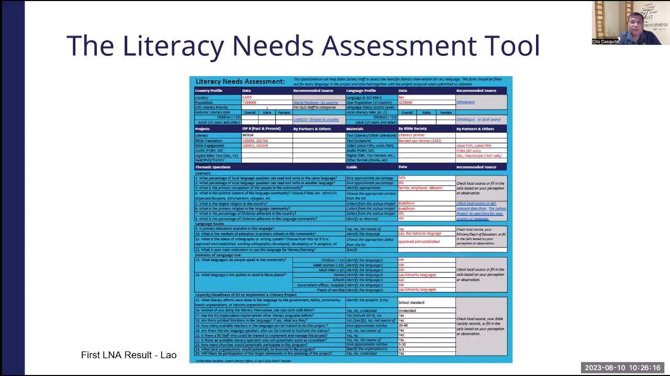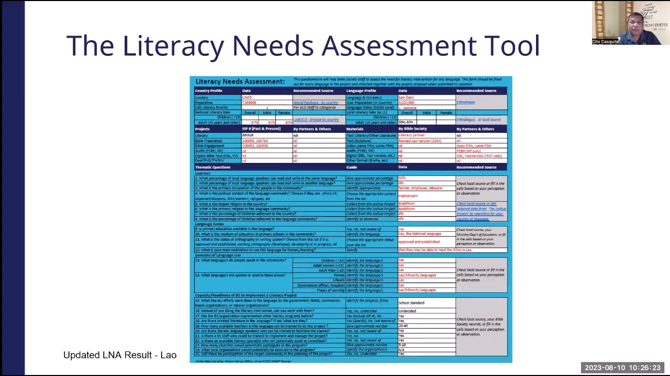So in the first implementation of this tool, they may not be able to gather the information they needed. But upon checking with a literacy specialist or with me, we are able to answer most of the questions here with the help of a literacy specialist and the people from the community.